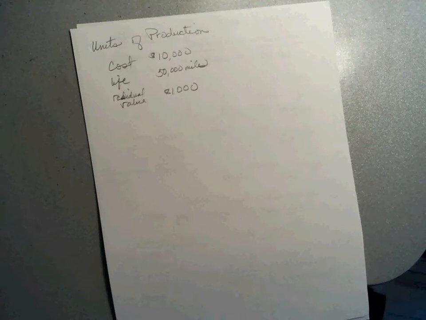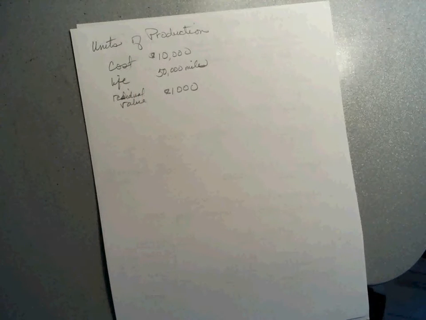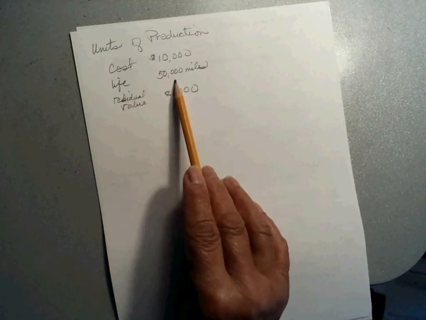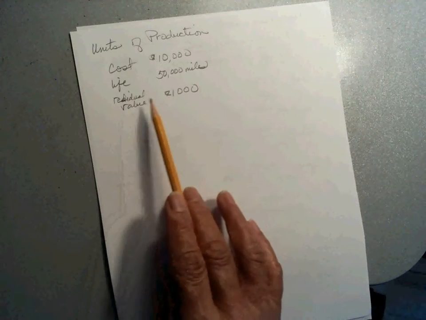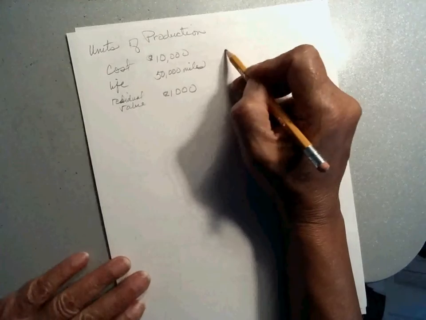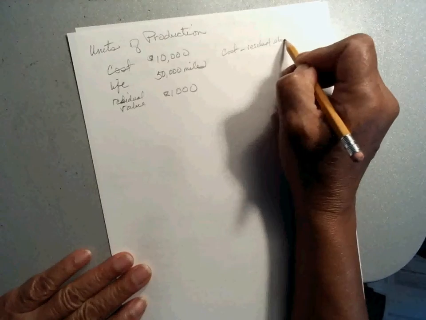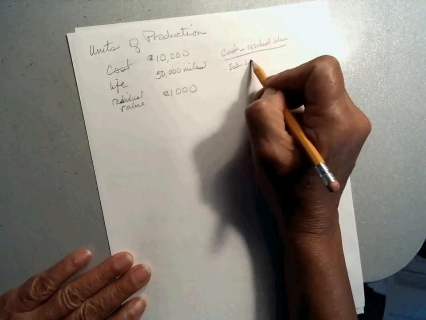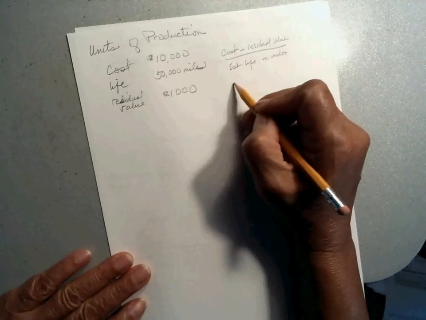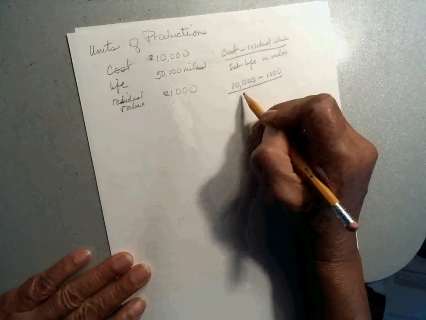Okay, students, this is video 2, and this is the units of production method for depreciation. The same facts as straight line method. The machine costs $10,000. The life is 50,000 miles instead of 3 years, and the residual value is $1,000. So in this case, the formula is cost minus residual value divided by the estimated life, in this case in miles. So this is $10,000 minus 1,000 divided by 50,000 miles.